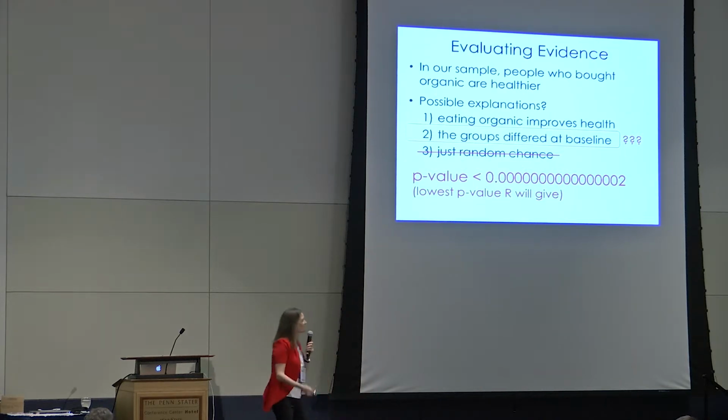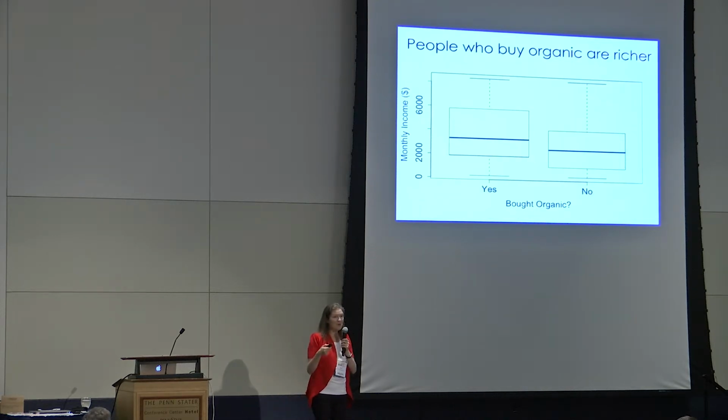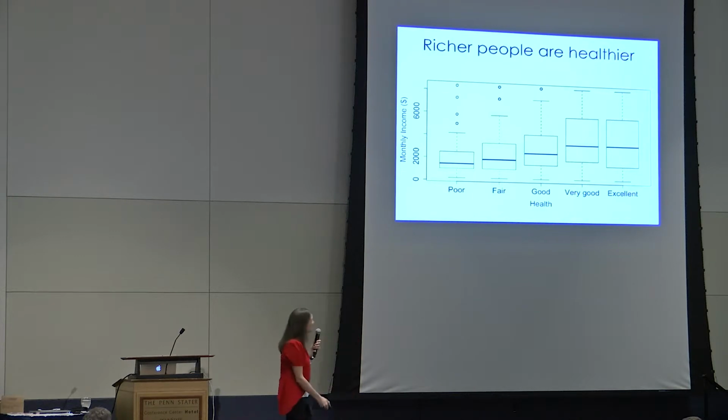Money, yeah, so that's one of the most obvious ones. So organic food is expensive. People who buy organic, not surprisingly, are richer. Here's income versus organic. So people who buy organic are richer. Richer people are, not surprisingly, healthier.